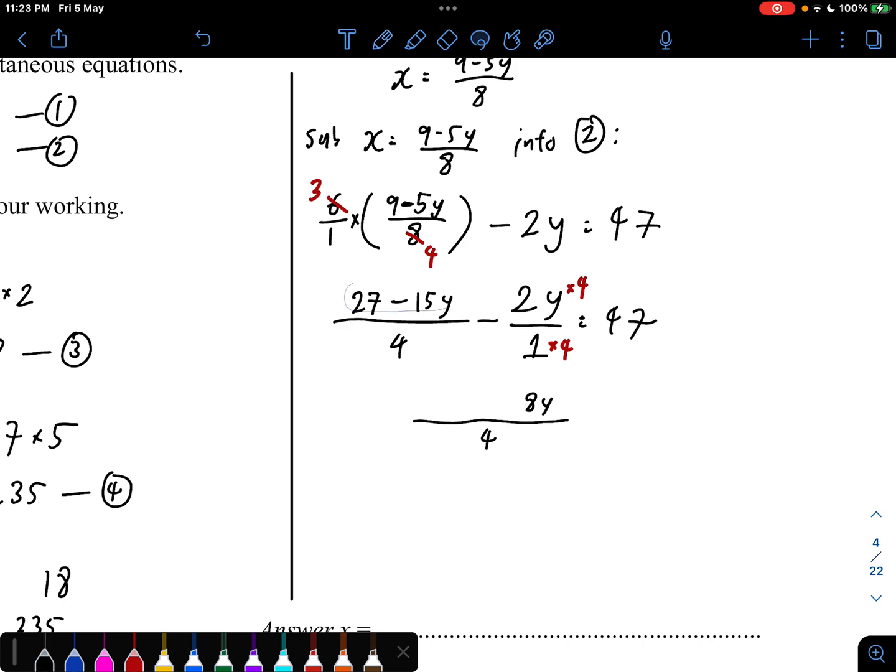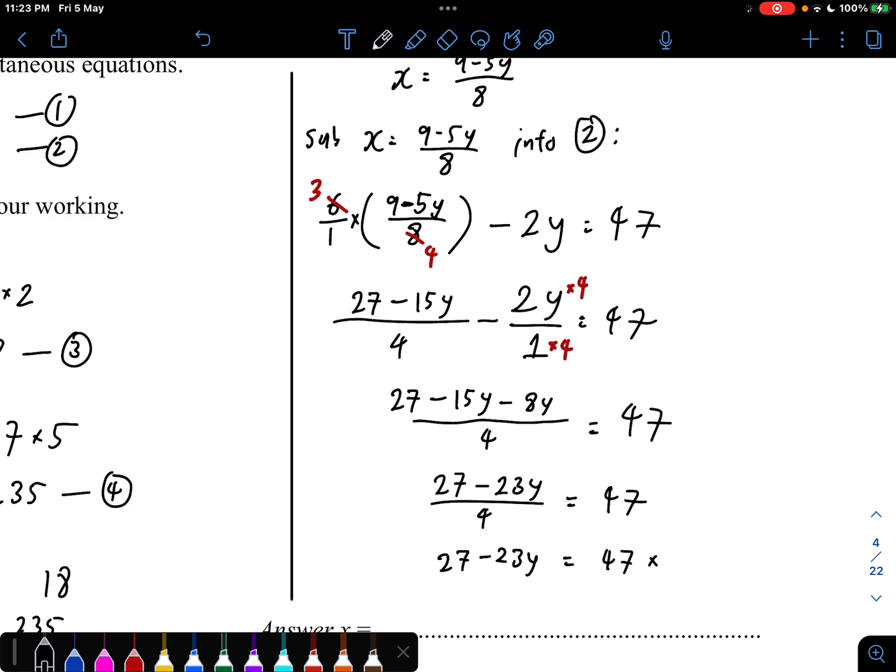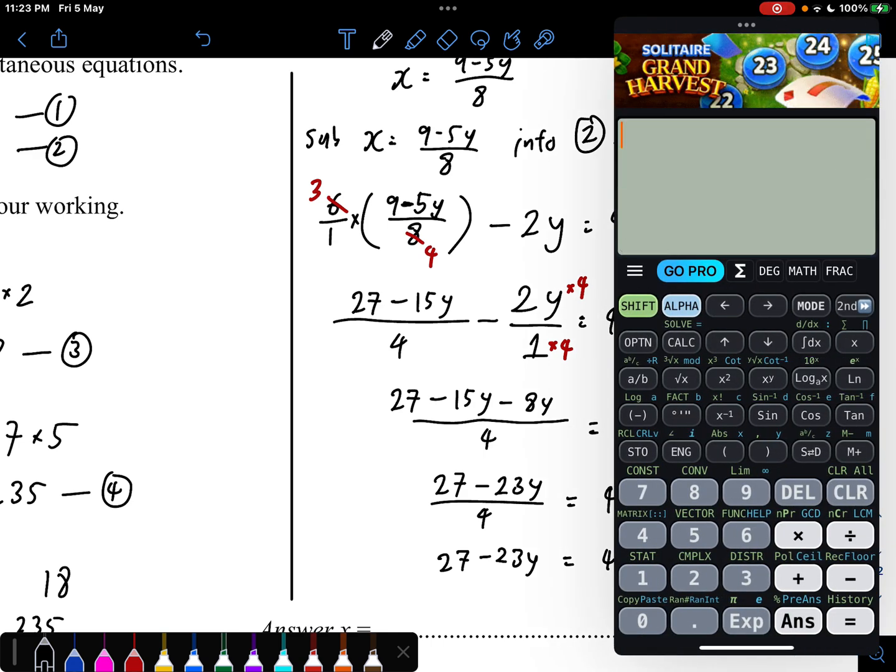Then the 27 minus 15y, copy and paste, but you have to minus 8y. 2y times 4 is 8y. Minus 8y equals 47. Okay, simplify the numerator. 27 remains, minus 15 minus 8 becomes a minus 23y, all over 4 equals 47. Now divide by 4, you bring over, divide becomes a times. So you're just left with the numerator equals 47 times 4. Let's calculate 47 times 4 on the calculator to simplify things.